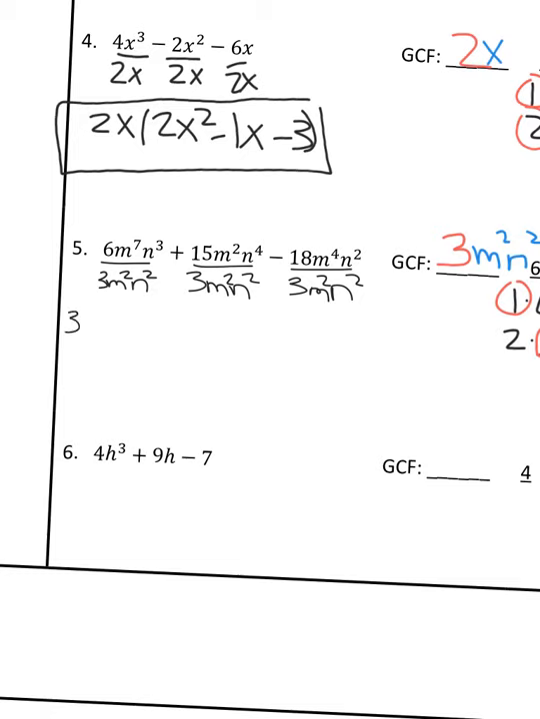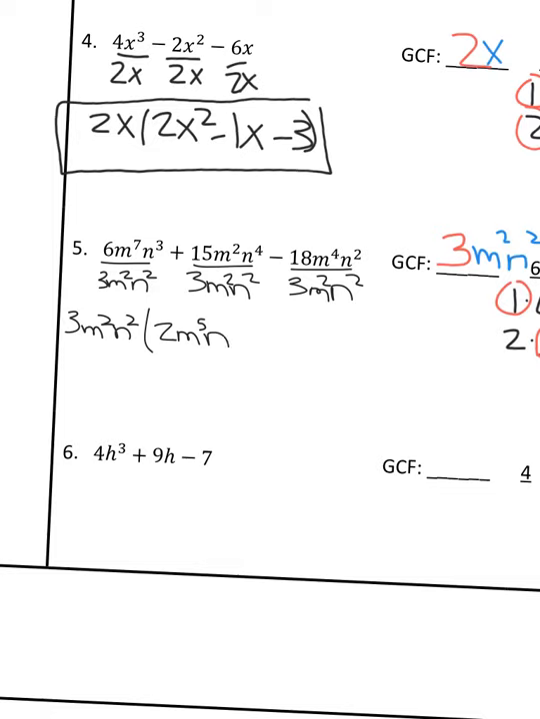All right, so we're going to divide out a 3m squared n squared out of all of these. It has to be the exact same thing we're dividing out of all three terms of this trinomial. So the 3m squared n squared goes out front, and then 6 divided by 3 is 2. M to the 7th divided by m squared. Remember, this is just simplifying with those exponent rules. That's why we did exponent rules last unit. So 7 minus 2 is 5, so that's m to the 5. N cubed divided by n squared is just n.